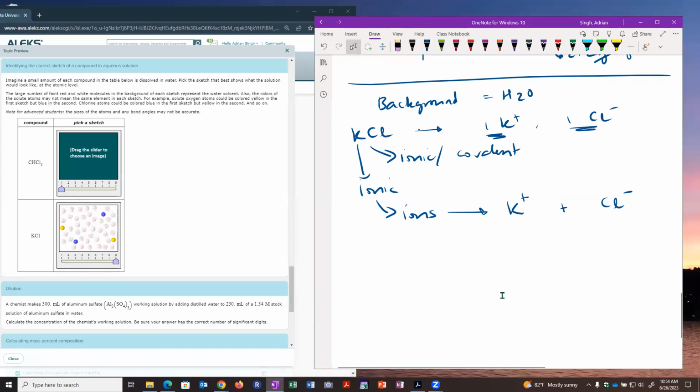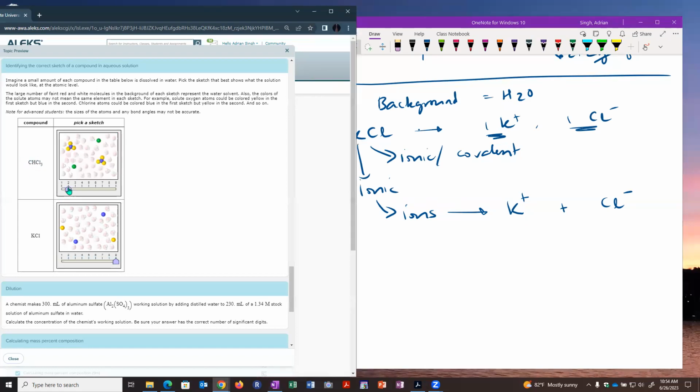If it's ionic, it will break apart into its ions. Keep track of the ratios of the ions to each other. If it's not ionic, for example, the first one here, that'll be covalent. It'll actually dissolve as individual molecules, right? So it's not going to split up. It's going to stay together.